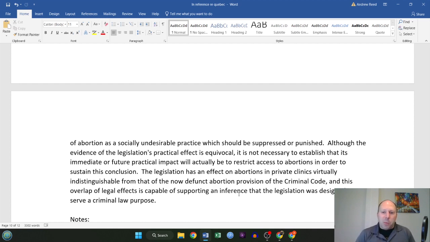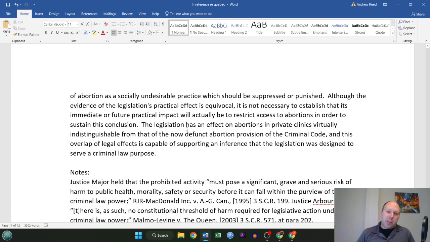They say that they don't have to prove that it's going to restrict access to abortions. They're just saying that the legislation has an effect on abortions in private clinics that's indistinguishable from the provisions of the Criminal Code, and those provisions had been eliminated. So this overlap of legal effects is capable of supporting the inference and the conclusion that the legislation was designed to serve a criminal law purpose. So ultra vires, can't do it, struck down.